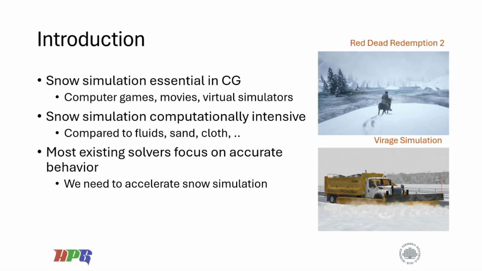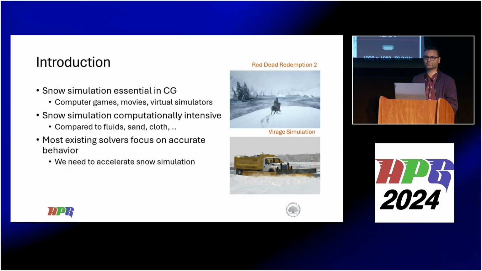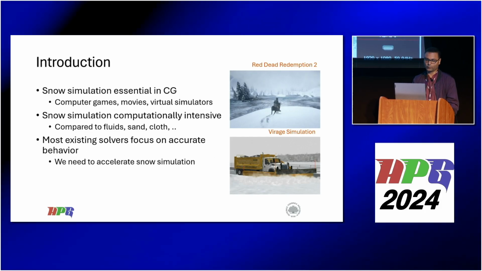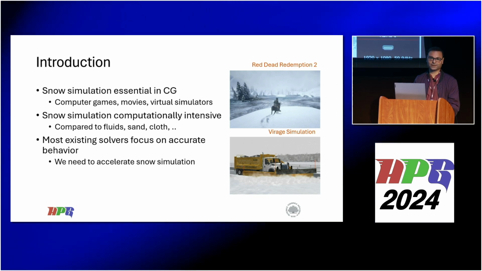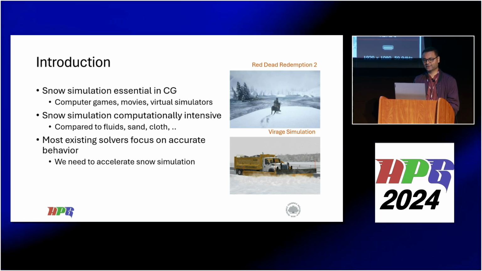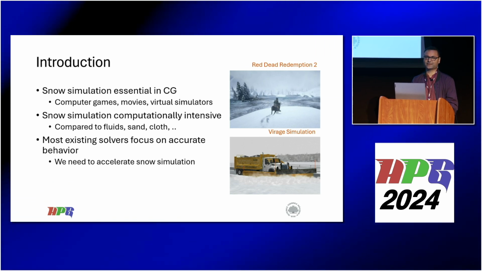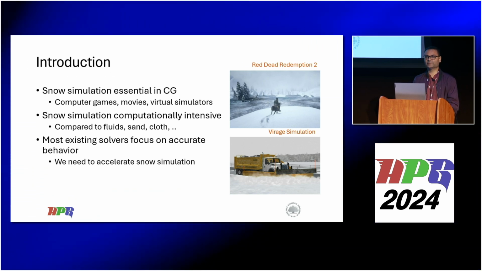I will start with the background. Snow simulation is essential in computer graphics applications. In movies, in computer games, there are games now that are dealing in snow settings. And on the other hand, if you look at a number of SDKs that are dealing with physics, snow is missing in most of them.